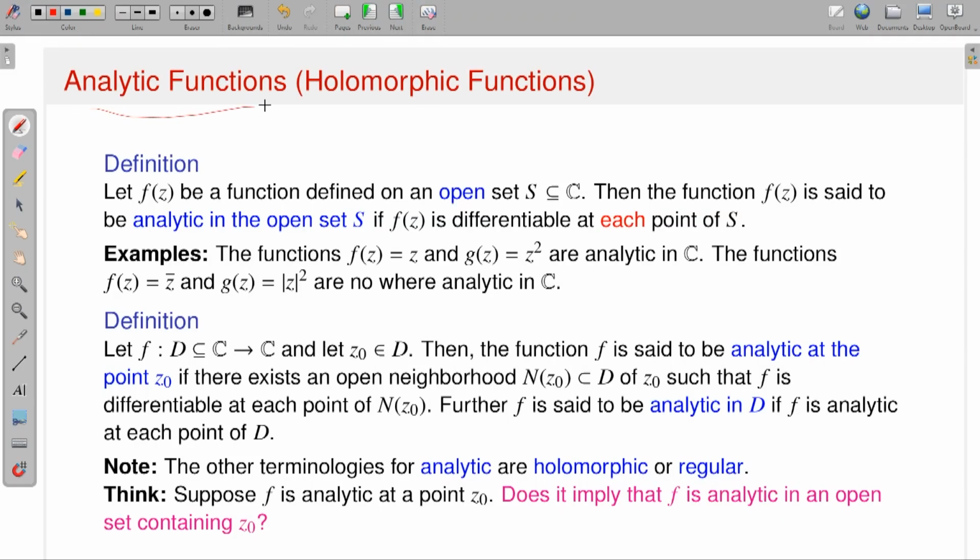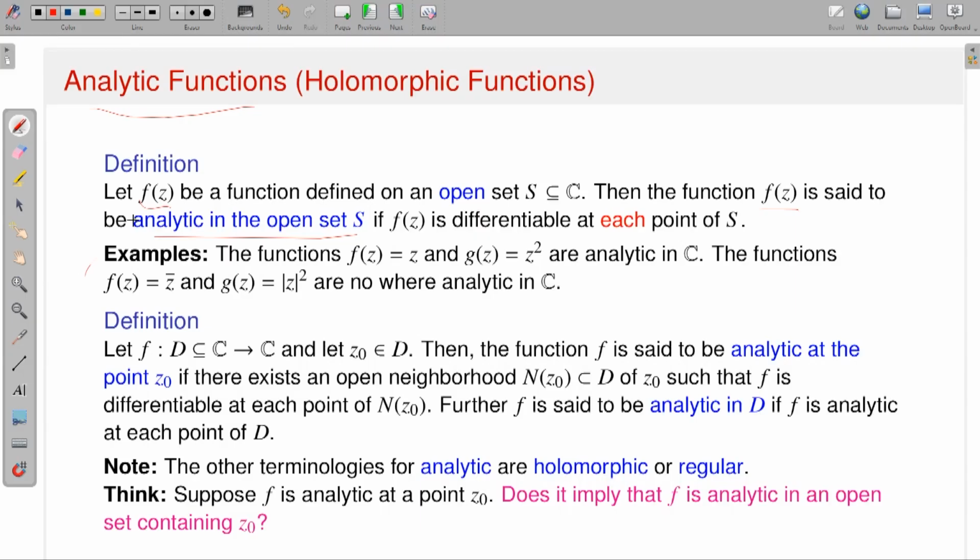Okay, so what are analytic functions? I have written it here. If I have a function f defined on an open set, then first I am defining the notion of analytic functions in an open set. The function f is said to be analytic in an open set S if my function is differentiable at each point of S.